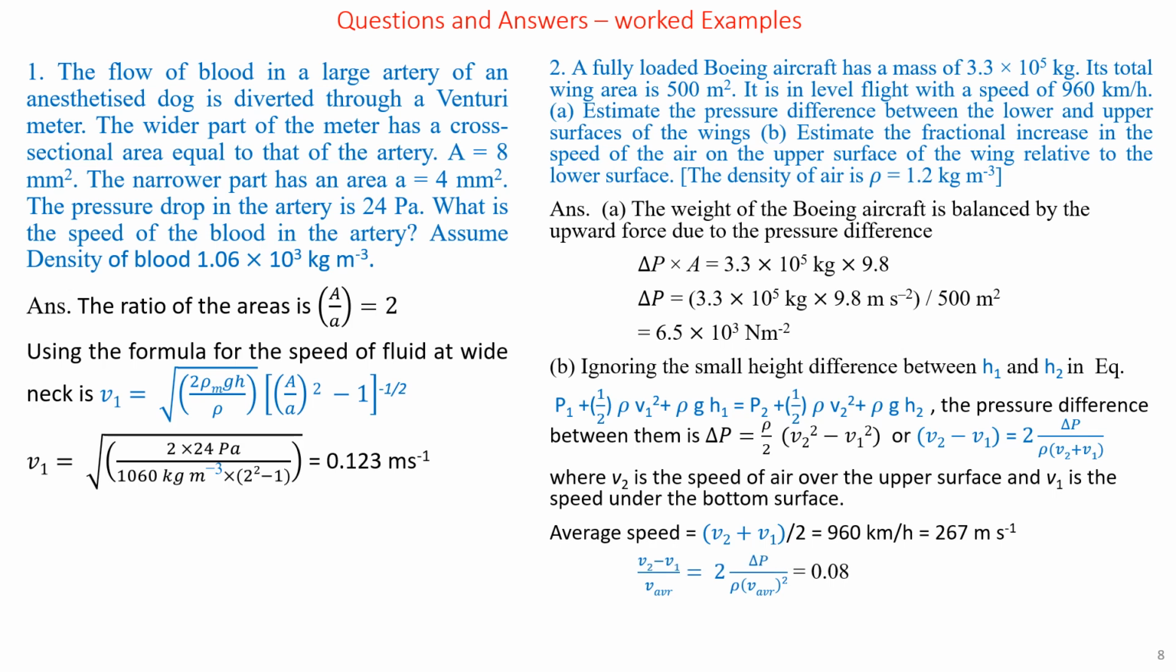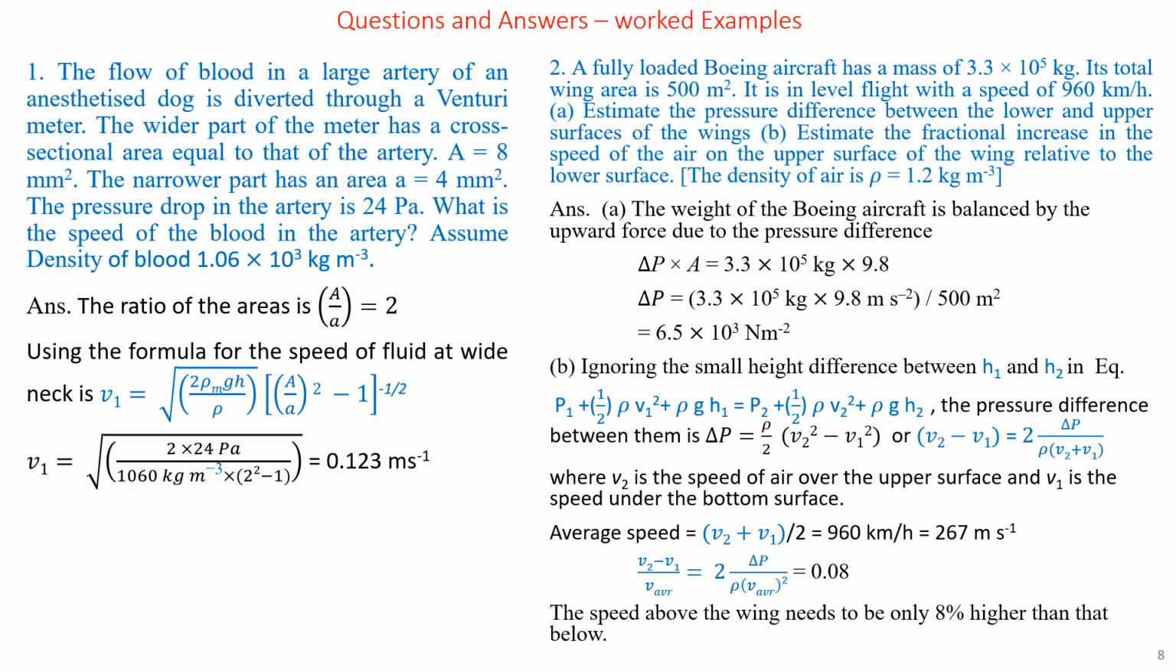Therefore, (V2 minus V1) divided by V average equals 2 into delta P divided by rho into V average square. That is equal to 0.08. The speed above the wing needs to be only 8% higher than that below.